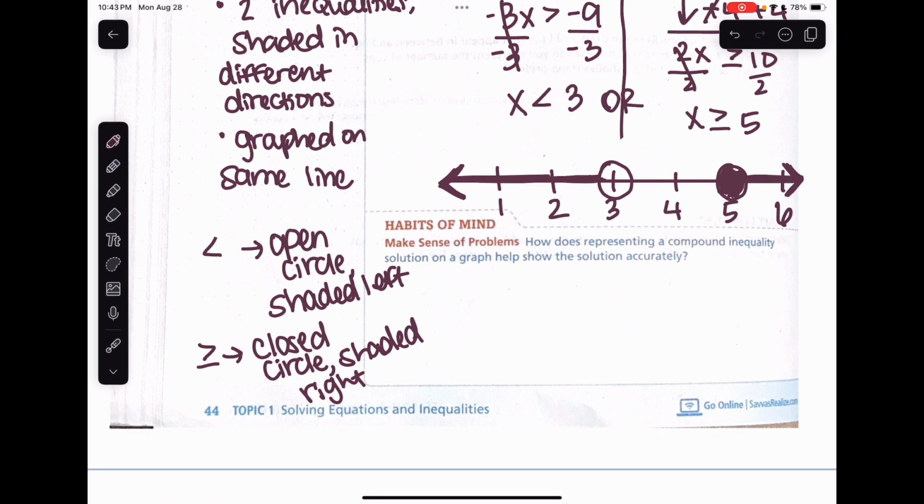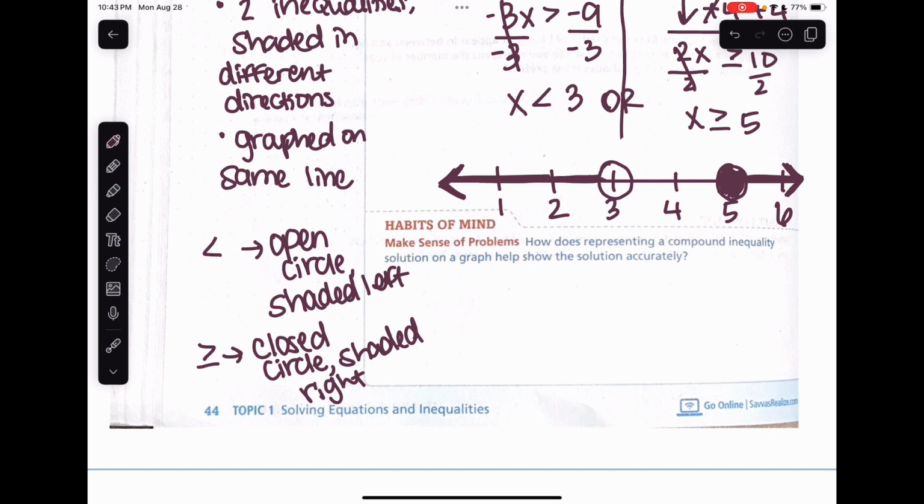Habits of the mind. So these habits of the mind, all they do is just they kind of summarize what we just learned. Okay, so it's nothing too bad, just going over what we've done and generalizing these concepts. All right, so how does representing a compound inequality solution on a graph help show the solution accurately? So it's giving you a visual representation of where your solution actually lies. Okay, so that's what we want. That's why you graph things, so you can see it visually. Just a really good representation.